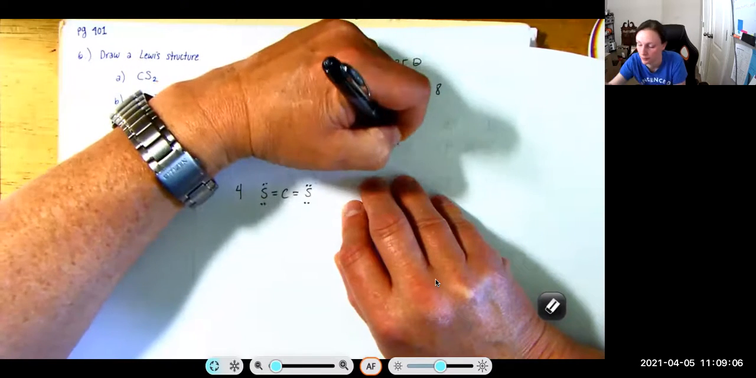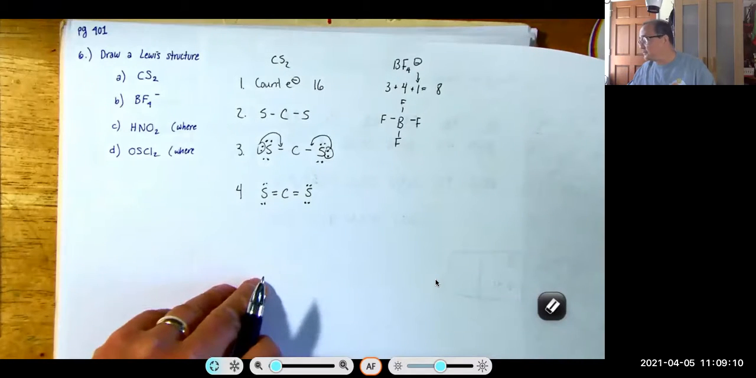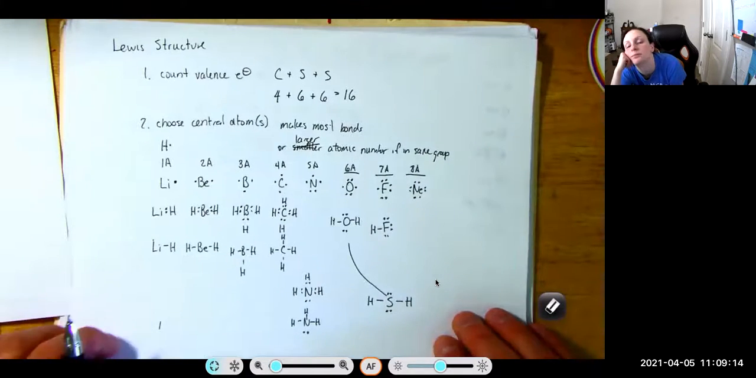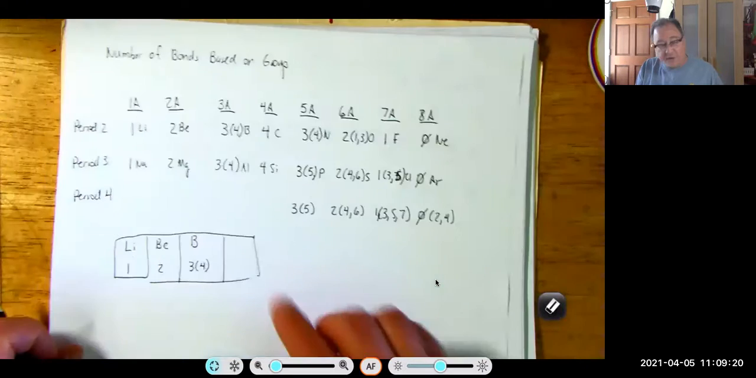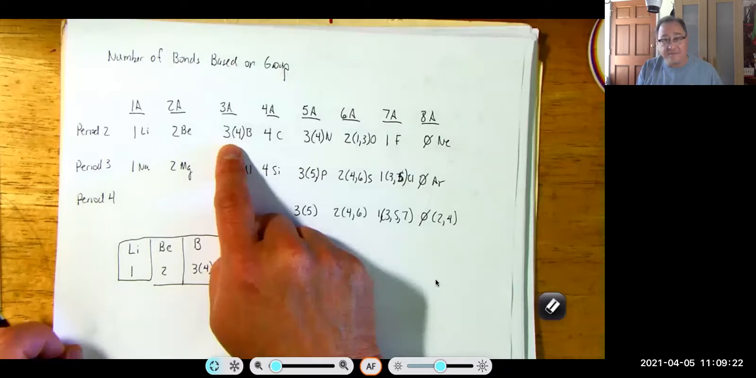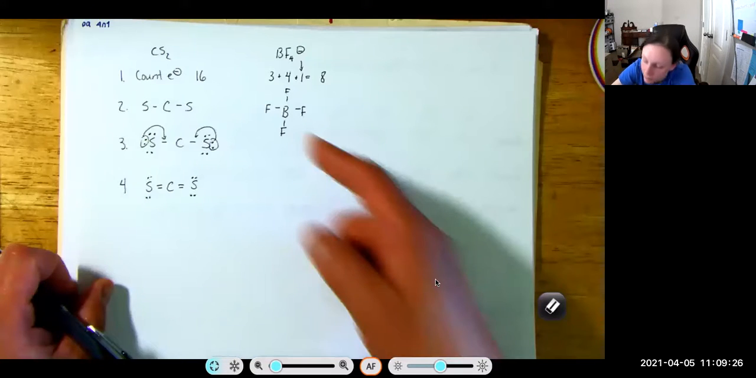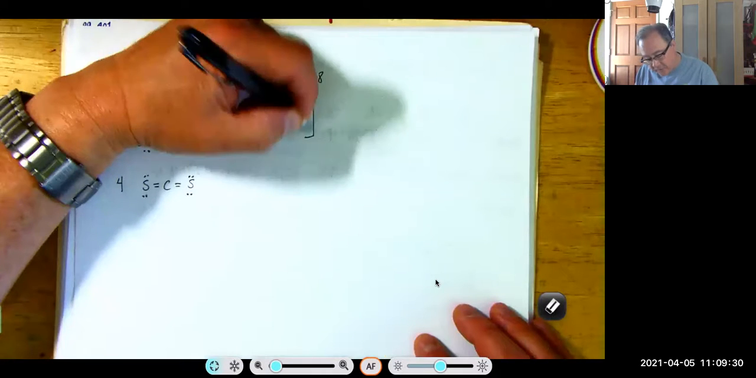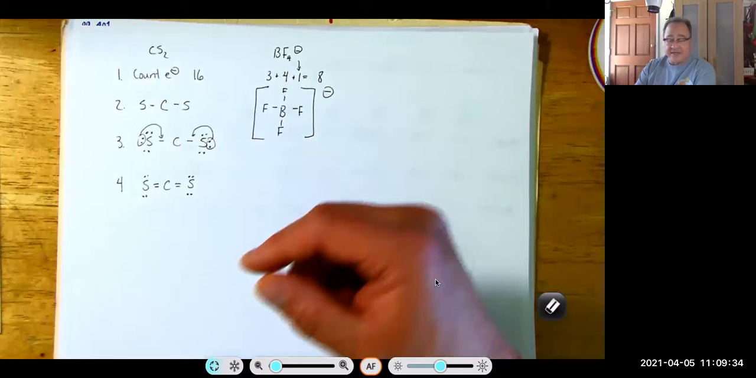Now remember how on that chart before I put down that boron makes 3 bonds, but it can make 4. Well, here it is, making 4. Now this one we're pretty much done, except you have to do this. Whenever you have an ion, you put a bracket around it and a charge on the outside.